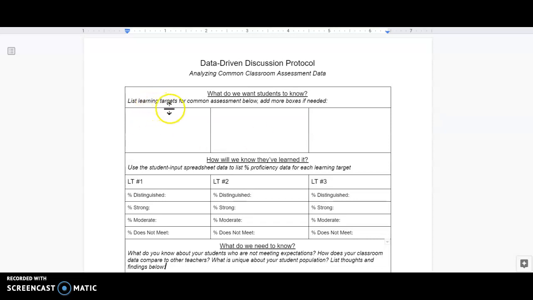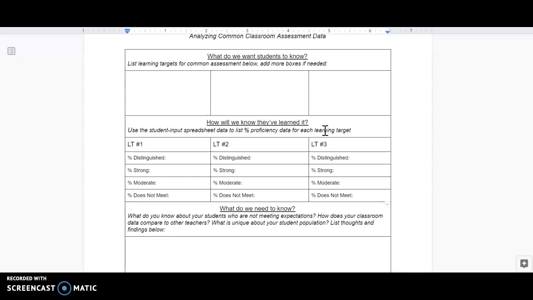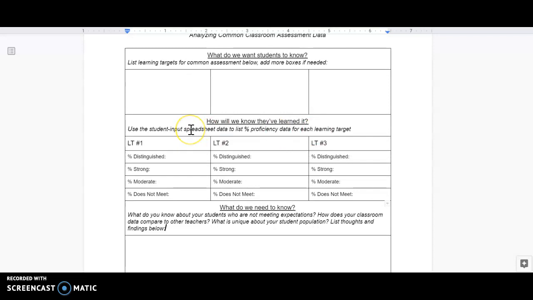And so teachers could list learning targets for common assessments below, and they could add more boxes if they needed. I don't think most common assessments are going to have more than 3 or 4 big learning targets, especially if we break it into more of an overall category rather than small details. And then how will we know they've learned it? This is where that student input spreadsheet comes in, that students would look at their tests and break it down into what percent they got on each learning target, and then teachers could put in for each of their students what percent of their students were in each category.